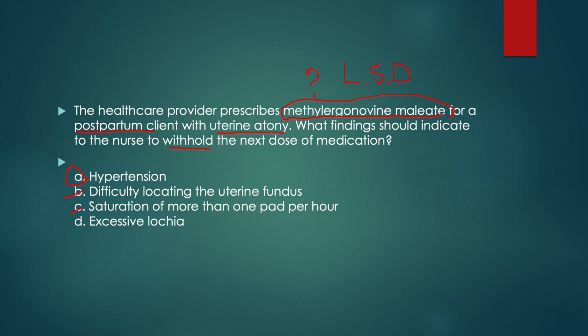And then here's the option, can you elaborate? This is excessive lochia, but it doesn't tell me specifically what that means. I don't know if I got a clot the size of a fist. I don't know if I got a clot the size of a dime. What is excessive to you? What is excessive to me?